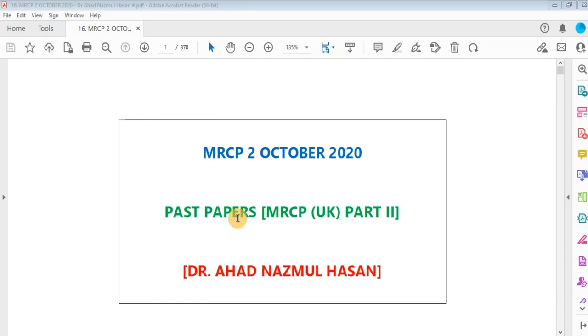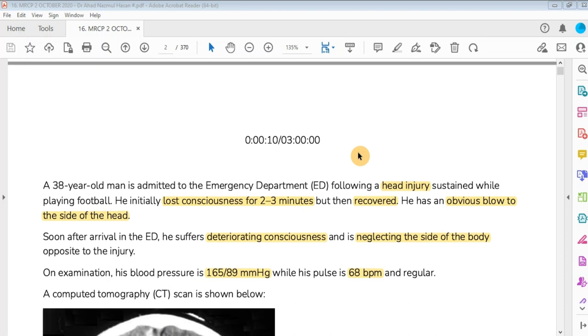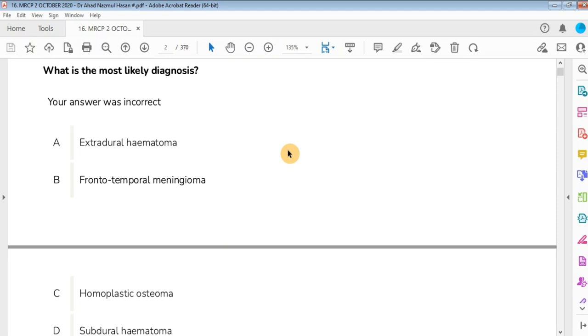And our today's topic would be October 2020. What is the most likely diagnosis? Extradural hematoma, frontotemporal meningioma, hyperplastic osteoma, subdural hematoma, subarachnoid hemorrhage.